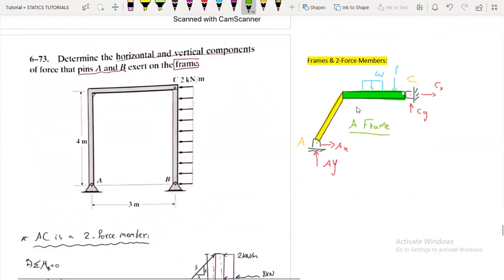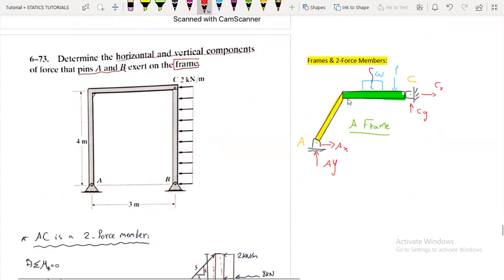Now our final problem is about frames and two force members. Now a frame is different from the truss. The truss is only force members, so we don't have any load in the middle. But in a frame, we have at least one member having a force in the middle. Okay.